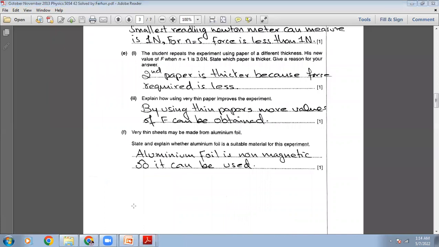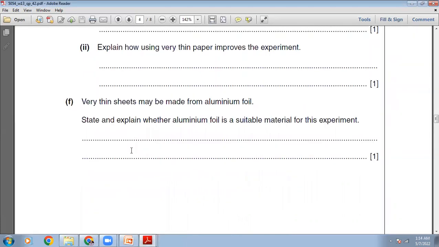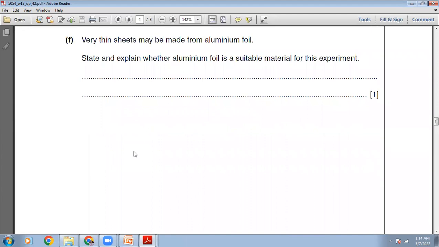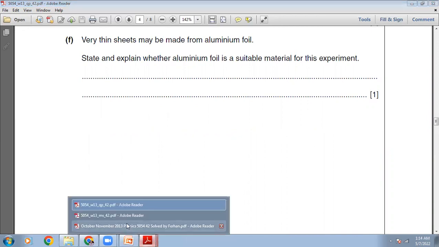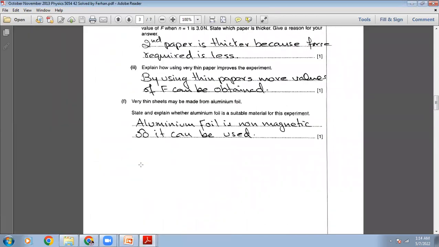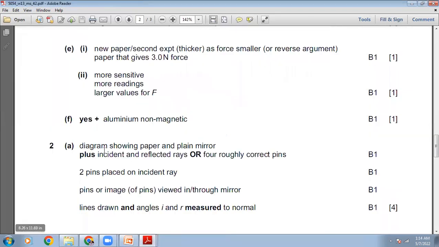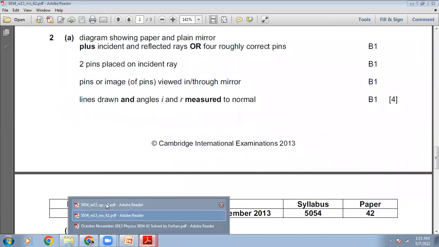Okay. So what's the next thing? Very thin sheet may be made from aluminum foil. State and explain whether the aluminum foil is a suitable material for this experiment or not. Like the paper, the aluminum foil is non-magnetic material, so it can be used. So that is our answer. Yes, aluminum is non-magnetic. Okay, so we are going to the next question.